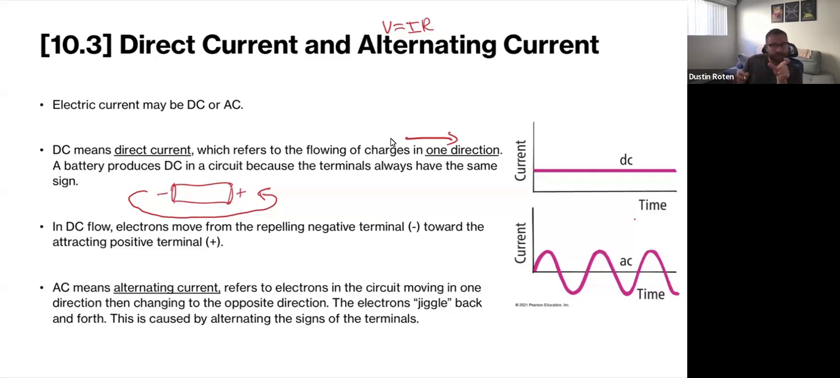So you can imagine if you stuck a battery into a simple circuit and let it run for a fraction of a second, then flip it and put the battery back in, then flip it. You can essentially keep going back and forth, flipping this battery over and over. And that's essentially what an alternating current is. So instead of electrons moving in one direction over time, they actually sort of jiggle back and forth.